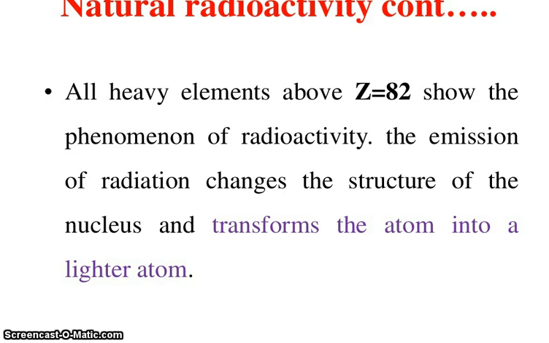Now, in natural radioactivity, all heavy elements above Z equal to 82, where Z is the atomic number, show the phenomenon of radioactivity. The emission of radiations changes the structure of the nucleus and transforms the atom into a lighter atom.